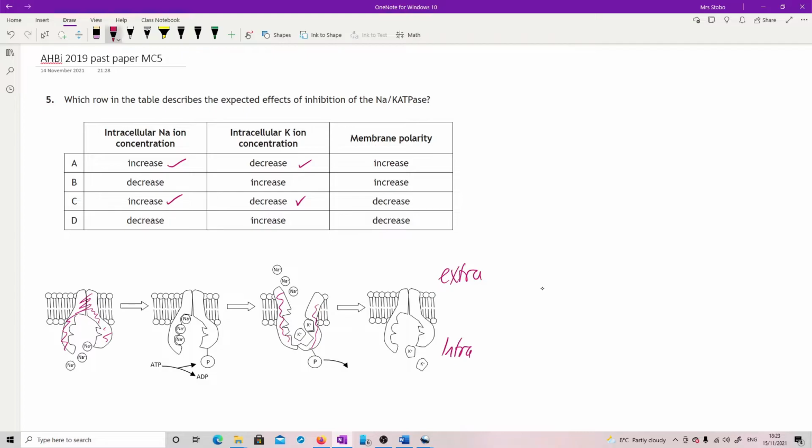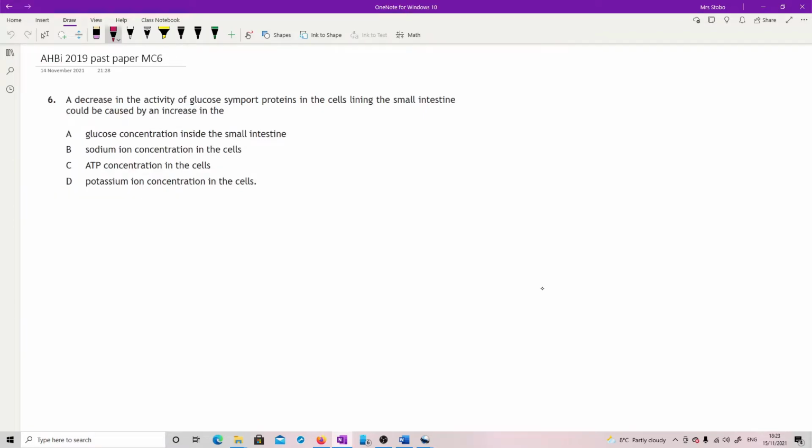And membrane polarity, now that's an odd one to throw in there. But what we're looking at for polarity is a difference in charge. That difference in charge is attached to the fact that I have pumped out 3 pluses and taken in 2 pluses in normal function. But our membrane polarity is not going to be as good because we don't have the difference between the two. So it's a decrease, and that's C. That's a reasonably tricky one. Question 6.